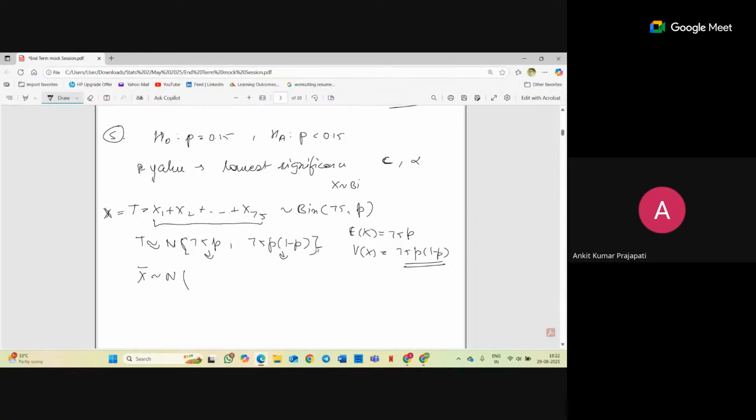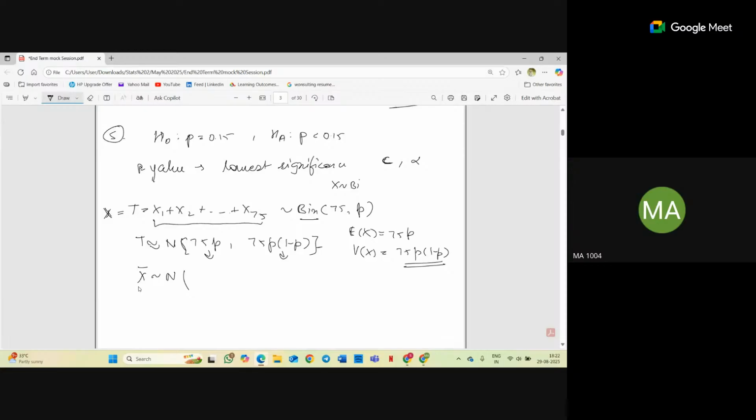Can't we do it directly, instead of converting it to a normal, can we do it directly by binomial? Binomial, yes. Okay. First you calculate, and then in the next step, I will ask my doubt.